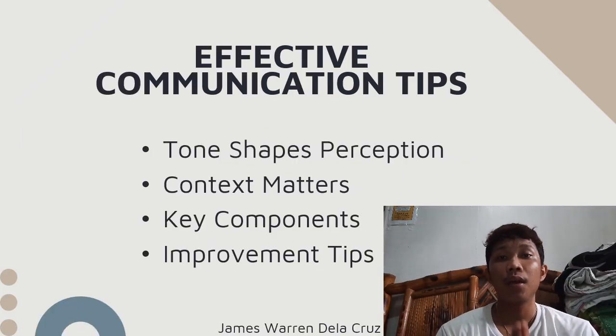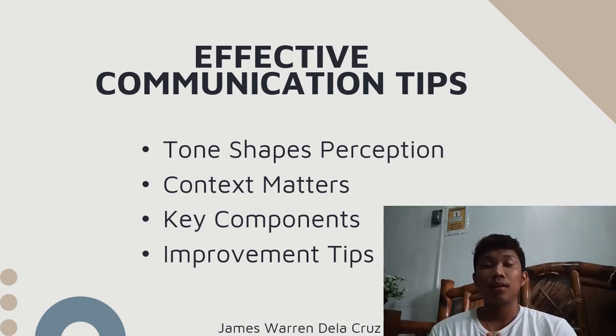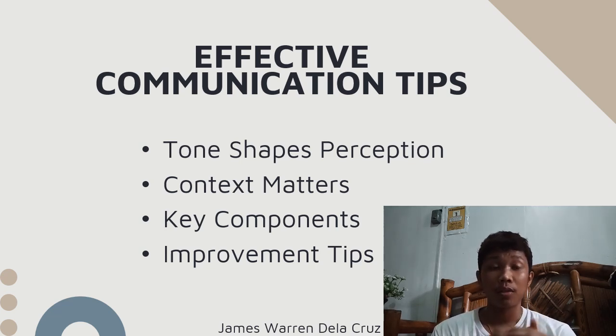The next one is effective communication tips. The first one is tone shapes perception. The way you say something affects how it is received. If your tone is friendly, assertive, or formal, it influences how people interpret your message, especially if you're talking to your friend or any person that you know.